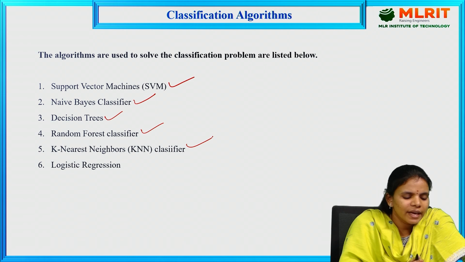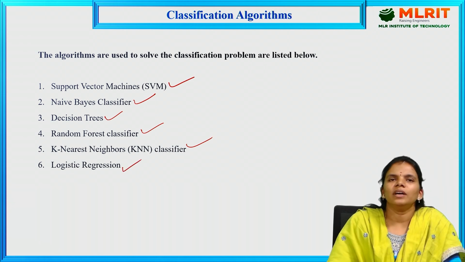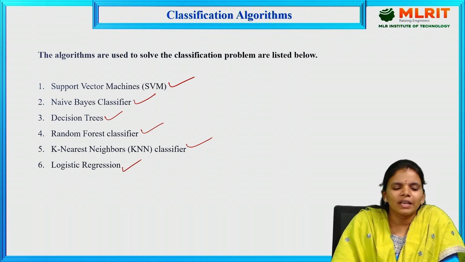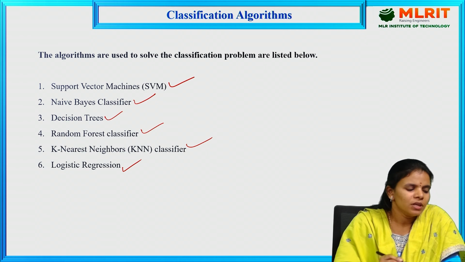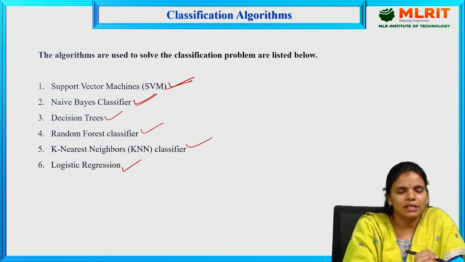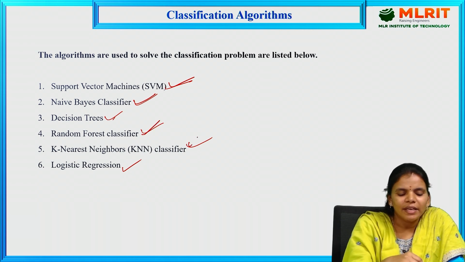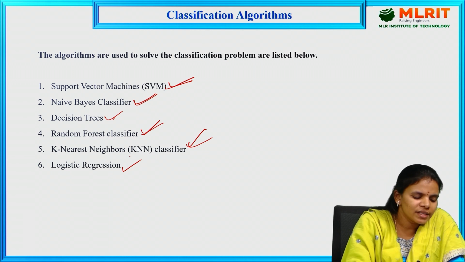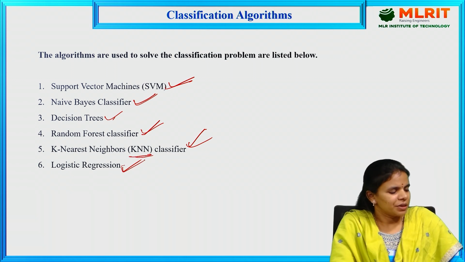We can call it as KNN, and logistic regression. So the algorithms which are used to solve the classification problems or the classification type of data points: support vector machines, Naive Bayes classifier, decision trees, random forest classifier, k nearest neighbors classifier. You can call it as KNN classifier, and the last one is logistic regression.